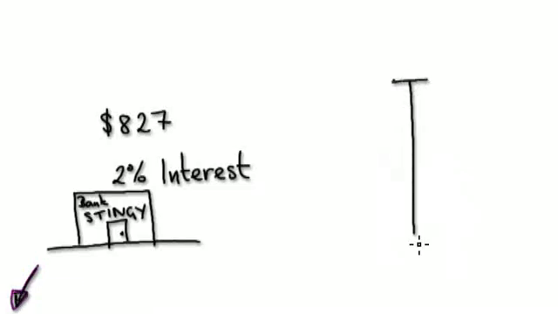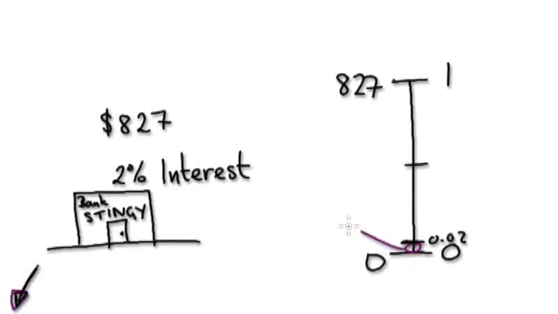So your diagram should look something like this. 0, 0, 1, 827. Okay, 50% will be here. 2% is tiny. That's how much bank stingy is giving you. So 2% here, well, 0.02. Well, we're going to move this up here. So you're going to earn an extra tiny bit here. So this level would be 1.02.